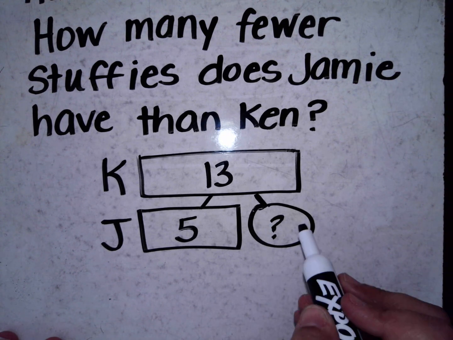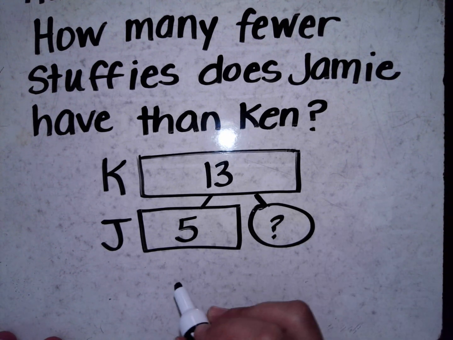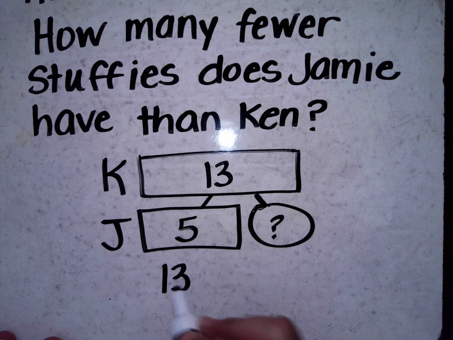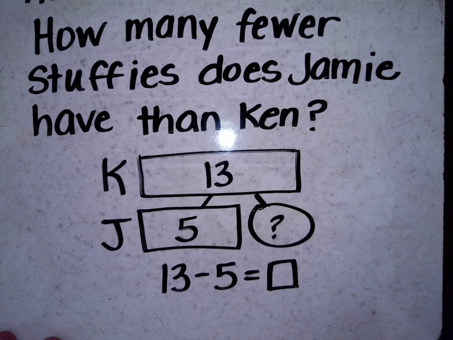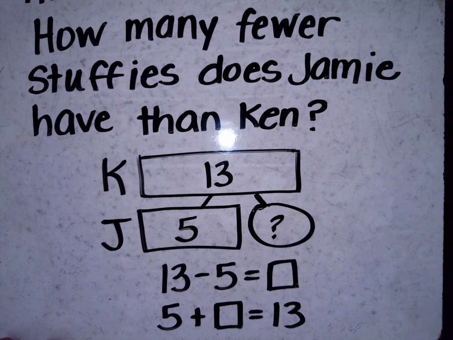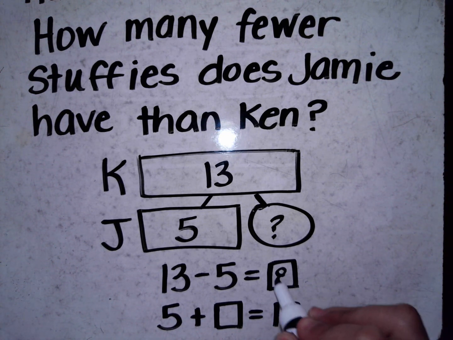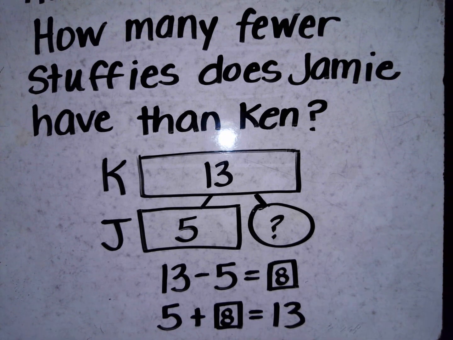I know this is like a partner because it's like a math mountain. So I could do 13 minus 5 equals unknown. Or I could write an adding up problem, and I would be able to solve that anyway. Either way, I'm going to get an 8. So that is a quick review on comparison bars.